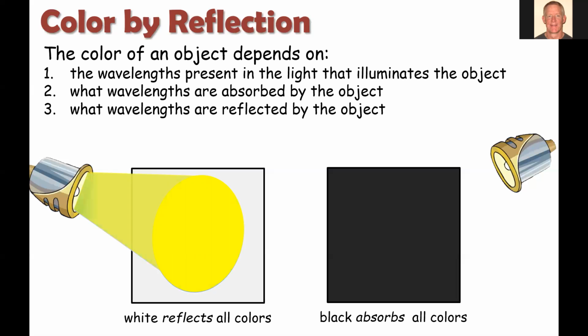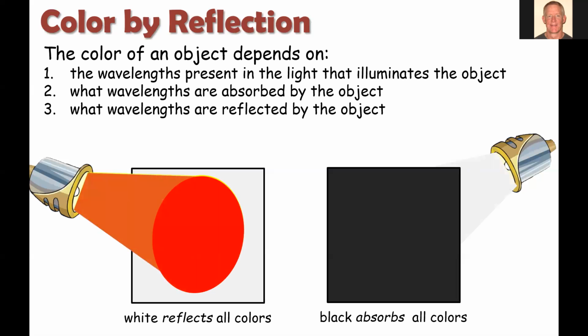Okay, black objects absorb all light. So it doesn't matter what colors we shine on it, none of them will be reflected. They will all be absorbed. And so if there's no reflected light, the absence of light is black.